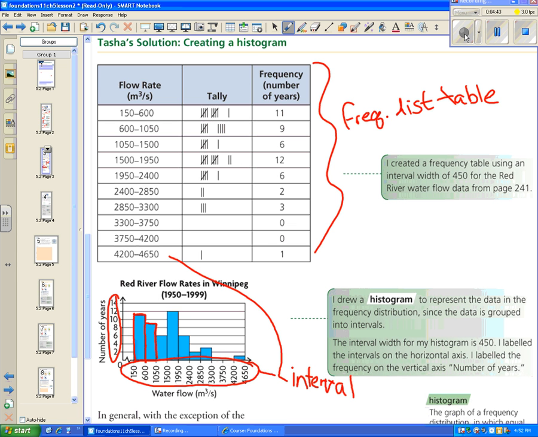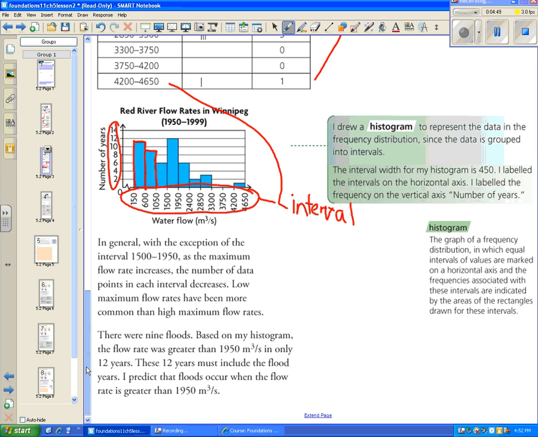Notice that the bars in a histogram touch, unlike the bars in a bar graph. So then she says, in general, with the exception of the interval 1500 to 1950, as the maximum flow rate increases, the number of data points in each interval decreases. So here we have lots of data points, whereas here we have very few. There were 9 floods, so based on this histogram, the flow rate was greater than 1950 meters cubed per second in only 12 years. These 12 years must include the flood years. I predict that floods occur when the flow rate is greater than 1950 meters cubed per second.